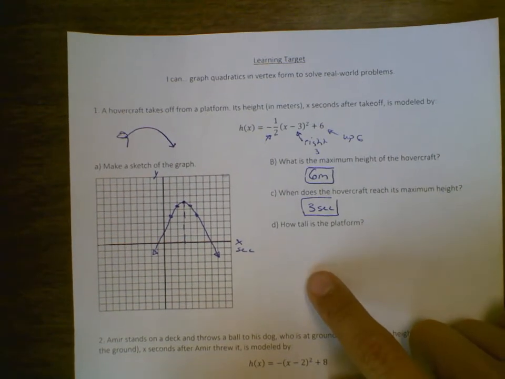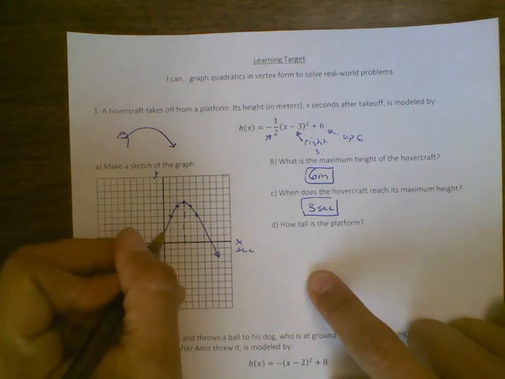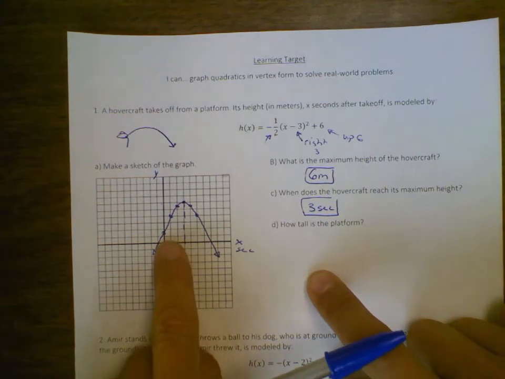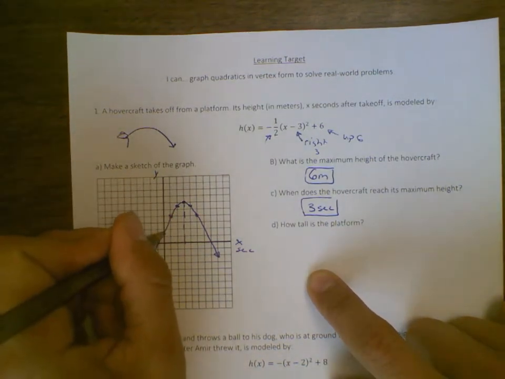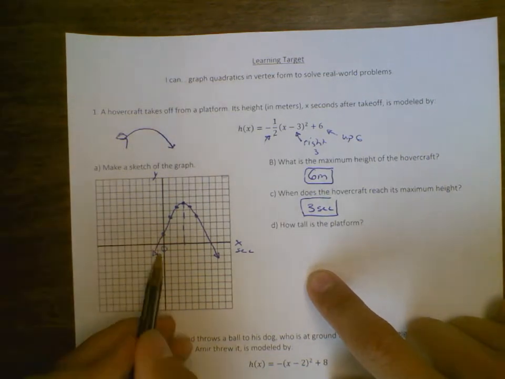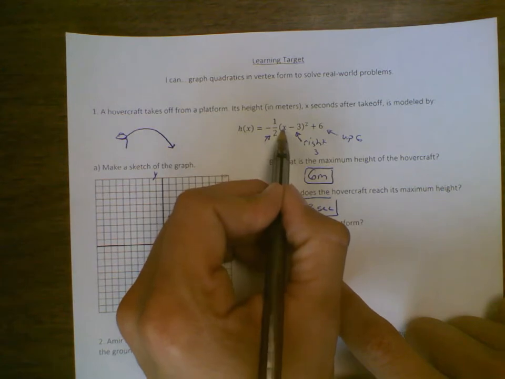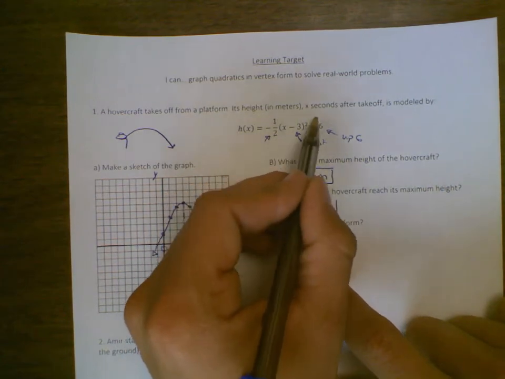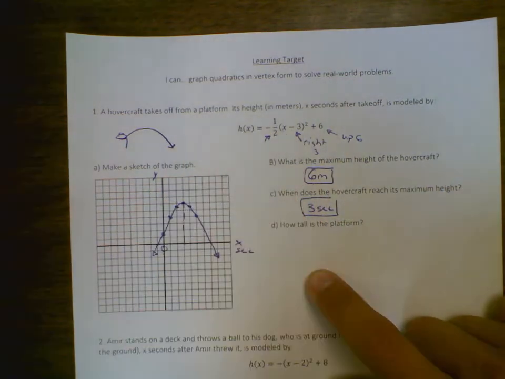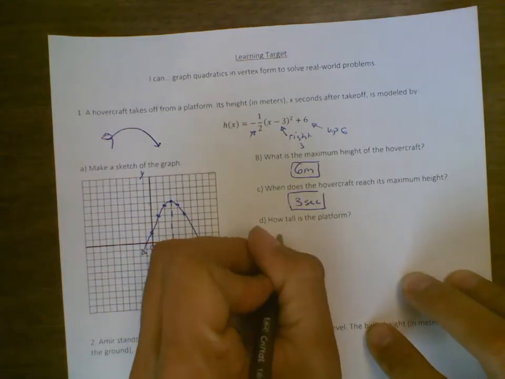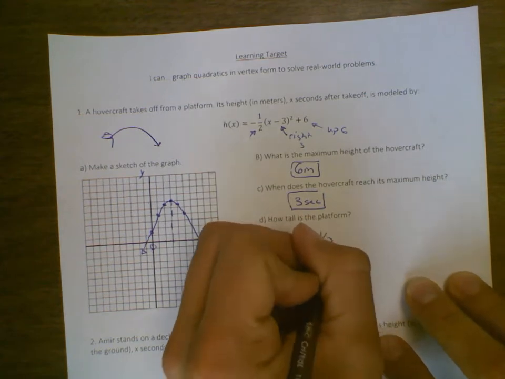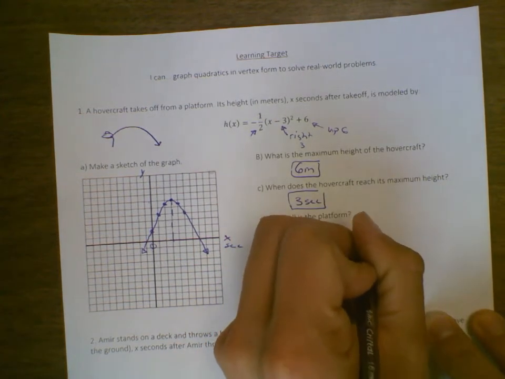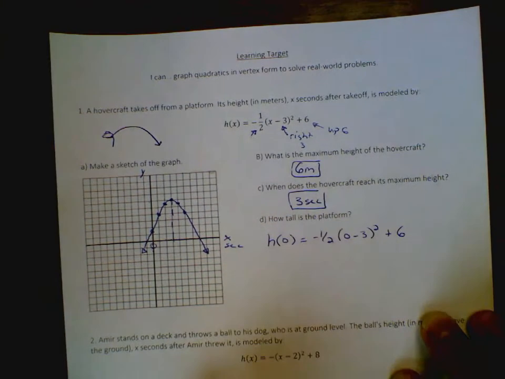And then it says, how tall is the platform? So we're trying to figure out where we cross the y-axis. If you remember, our y-intercept is when x is 0, right? We're at time 0. So we can plug 0 into the function and evaluate it to figure out what height we were at. So the height at 0 seconds is equal to -1/2(0 - 3)² + 6.